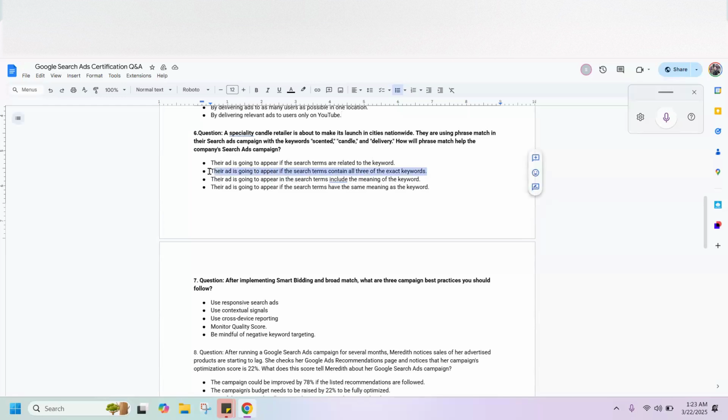Is it this one? That this is a phrase, scented candle delivery, and it must match the phrase? No, brother, they have changed. Google has made an update, and now it should be the meaning. Not only the exact phrase, it considers overall meaning, latent semantic indexing terms as well, LSI terms. Do you understand what I mean by LSI?